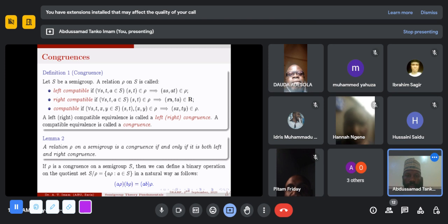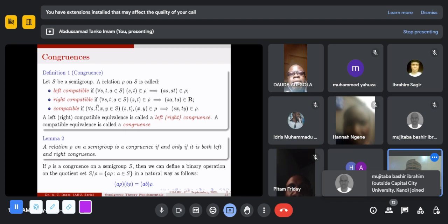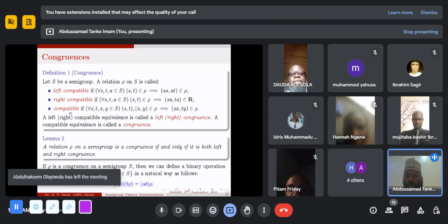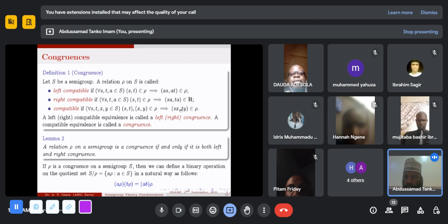I believe these properties are clear from their definition, even from the name. A relation is left compatible if on multiplying elements that are related from the left by a common factor, they still remain related. And on multiplying a common factor from the right, the elements are still related. And then we say compatible if the product of any two related pairs is still related.